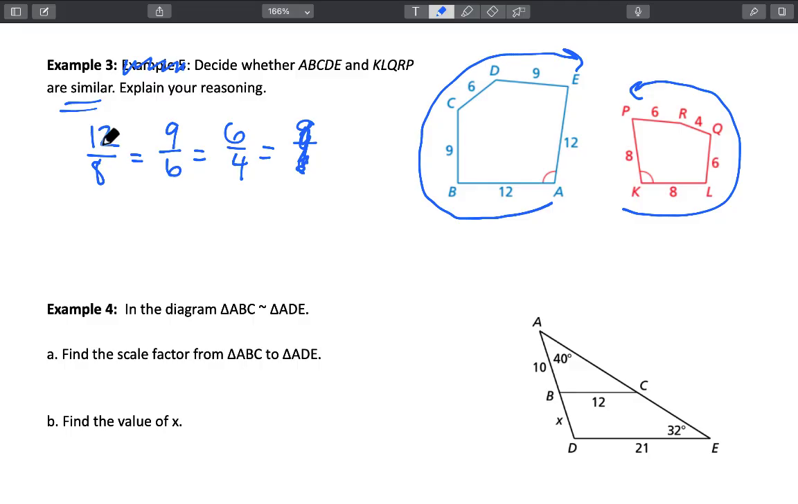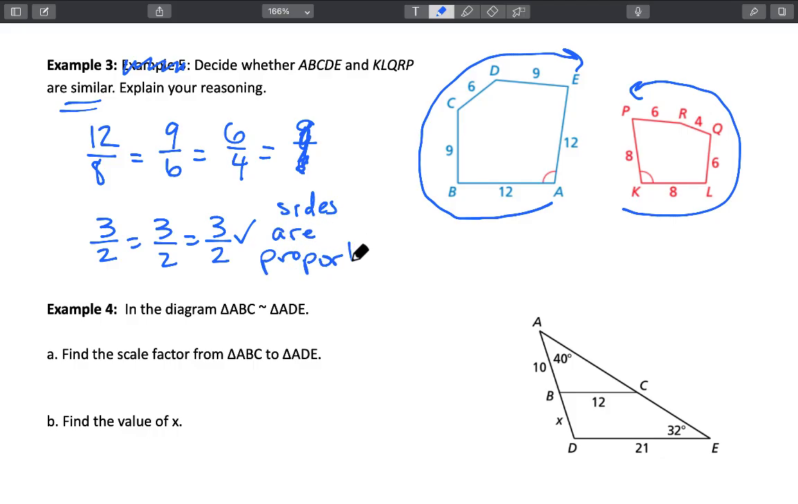Now, if we reduce them down, here we'll have 6/4, and that would reduce down to 3/2, which is equal to 9/6, which reduces to 3/2, which is the same as 6/4 reducing to 3/2. So, hey, we say yes, all of those corresponding sides are proportional. And the last thing that we need to do is just make sure our corresponding angles are congruent. It looks like angle A is going to be congruent to angle K. That's all the angles that we know. But because our sides are proportional, we say yes, these two figures are going to be similar to each other.